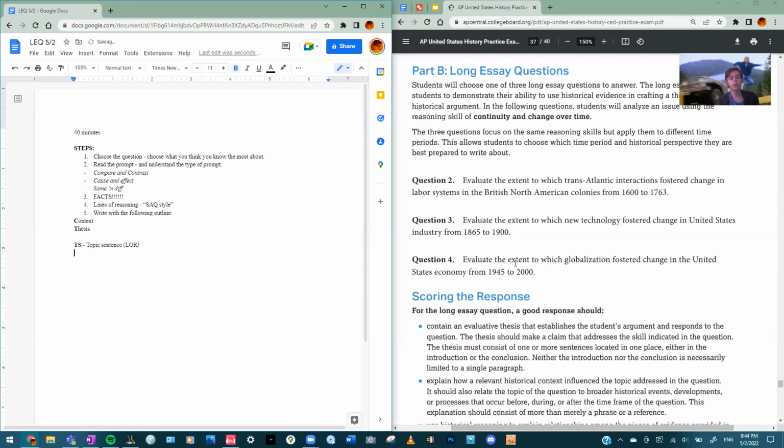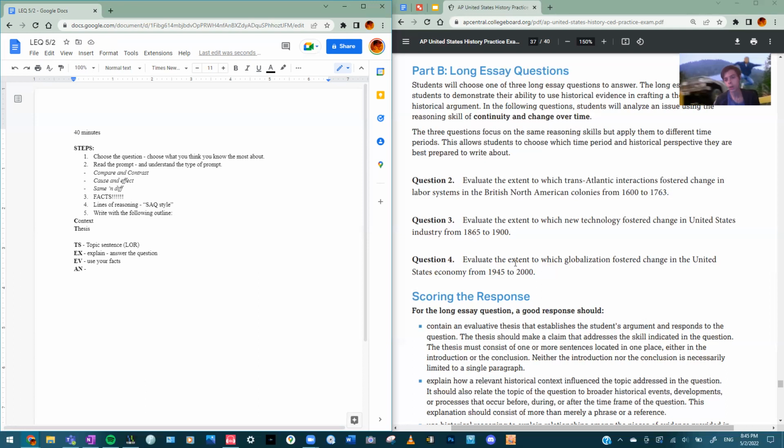Then you need to explain. So explain, answer the question. And then evidence, use your facts. And then you need to have analysis. I know I'm not writing this the same way as I did for the DBQ, because obviously you don't have documents, you're not sourcing, but this is really the same as the DBQ.